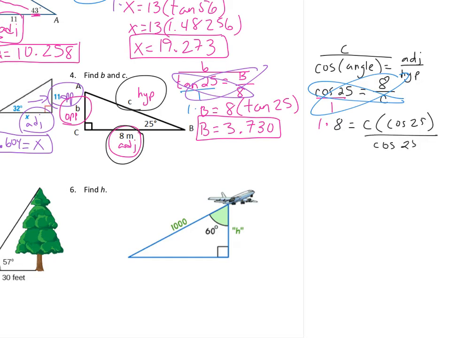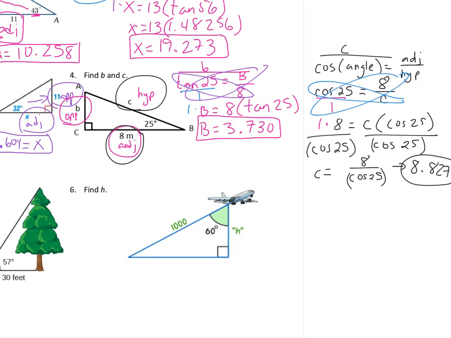This time I'm just going to leave it as the cosine of 25 because sometimes it's a little bit easier to do that, and then you don't have to write any decimal numbers. So we're going to type in our calculator 8 divided by the cosine of 25, and that gives us 8.827. And that's what our c value is going to equal on number 4.